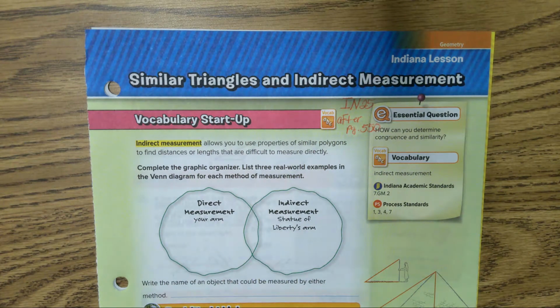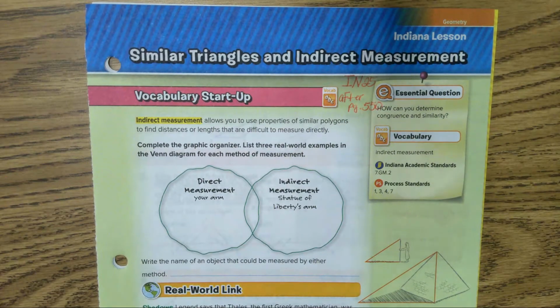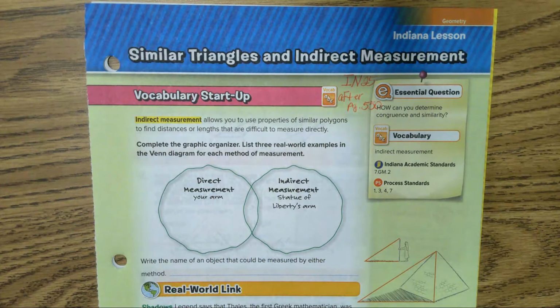We have some vocabulary words that we need to go over, and one of the vocabulary words is indirect measurement. This allows you to use properties of similar polygons to find distances or lengths that are difficult to measure directly. I know you still don't have an understanding of what that means yet, but it's okay. Direct measurement is your arm. You could measure your arm. It's reasonable. An indirect measurement is the Statue of Liberty's arm. You can't just get a tape measure and go measure the Statue of Liberty's arm. It's something that would be considered an indirect measurement.